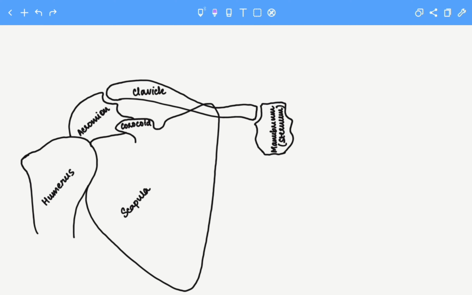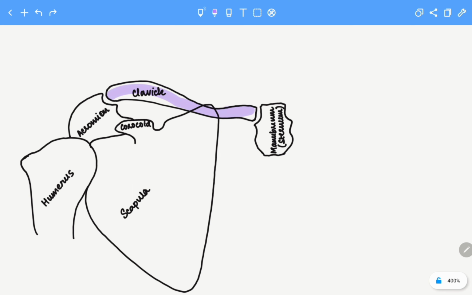Hello everyone. In this video we are going to cover the clavicle. So clavicle is this bone right here. This is our main focus in this video.